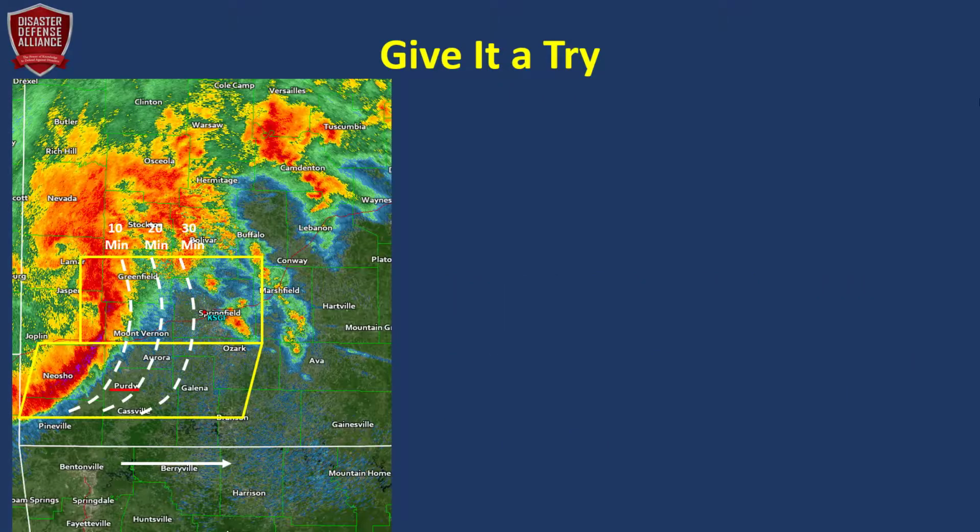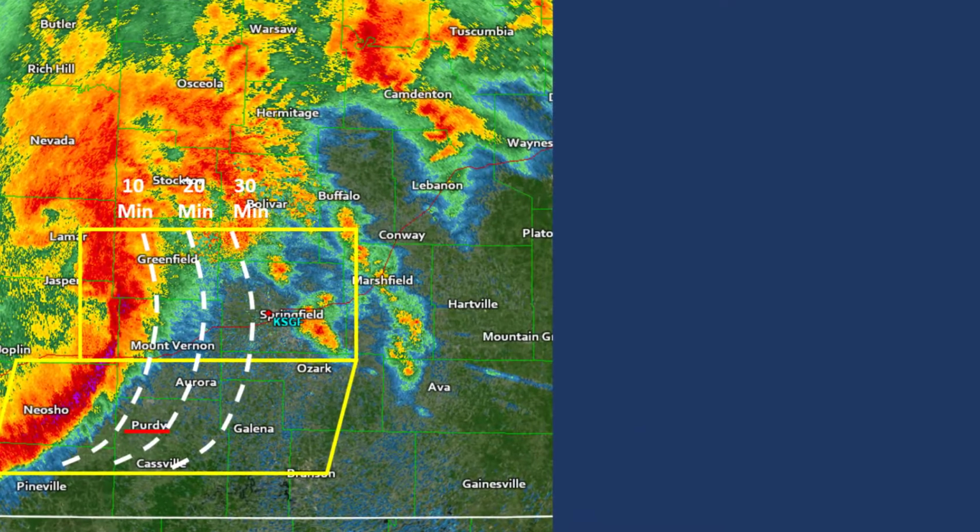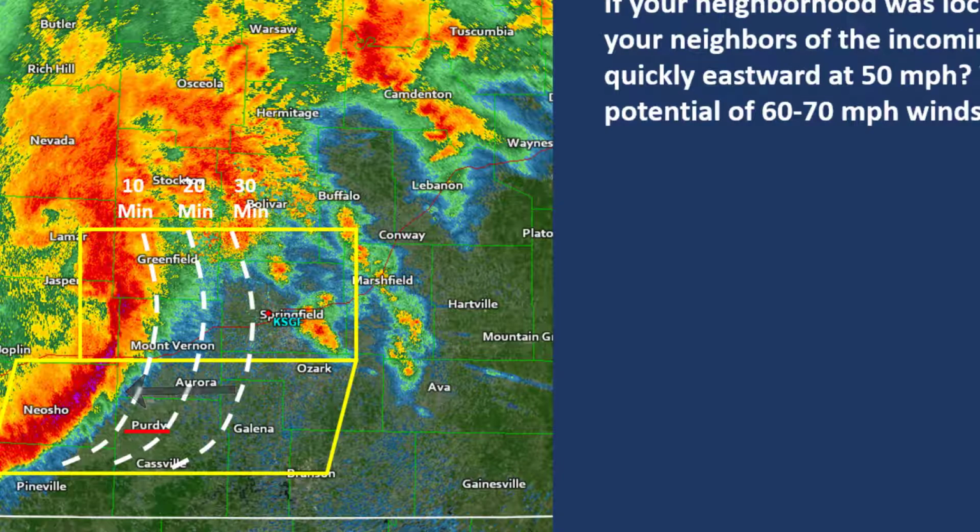Let's try another example, this time for a line of severe storms. The potential for damaging winds is high due to the fast motion of the line and the tight leading reflectivity gradient going quickly from green to red over a very short distance. Let's say your neighborhood is in the town of Purdy. On this reflectivity image are outlines of expected line location in 10, 20, and 30 minutes respectively, given that the line is moving quickly eastward at 50 miles per hour.